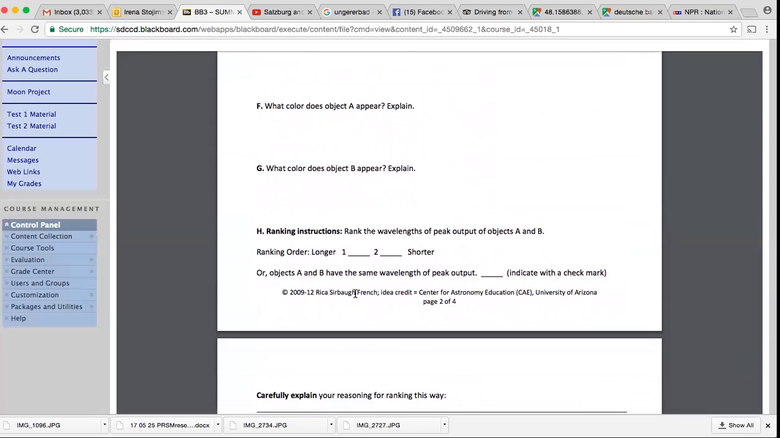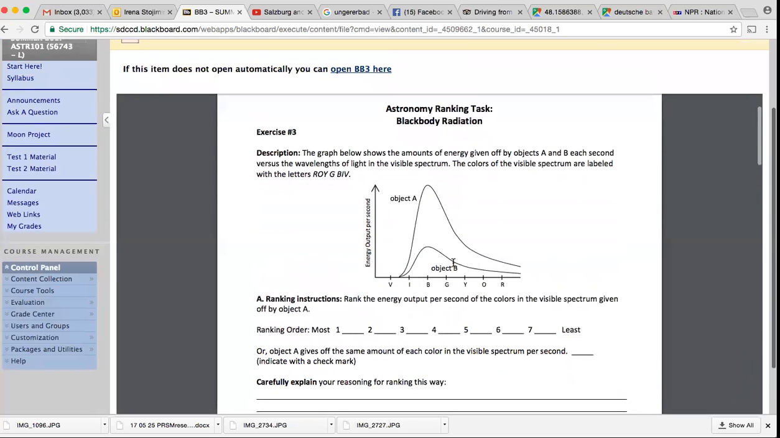The longer wavelength would be object B compared to object A. Why? Is that correct? Oh, well, maybe not. Are they the same colors? Well, I think this one I wrote a question on, because they peak at the same color, but object A has more energy output. So does that mean it's a shorter wavelength? Well, I don't know.